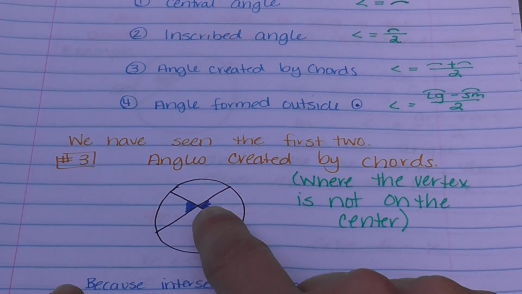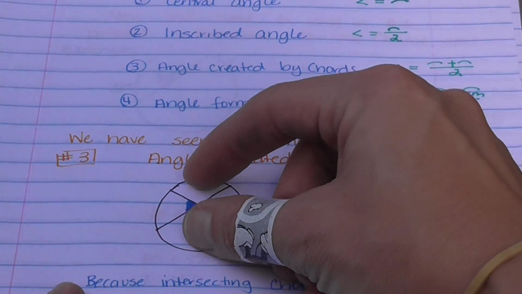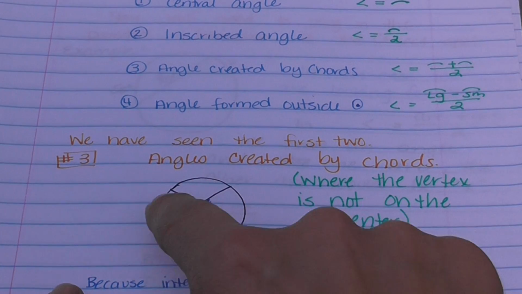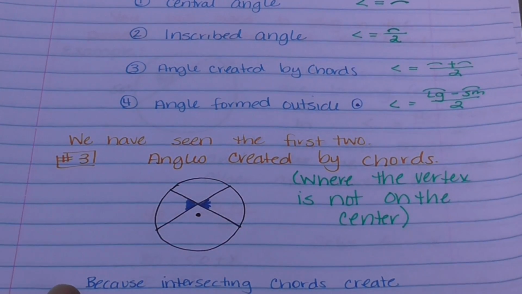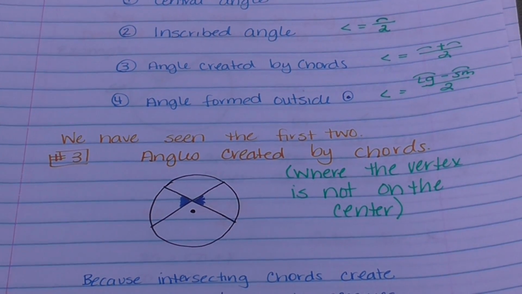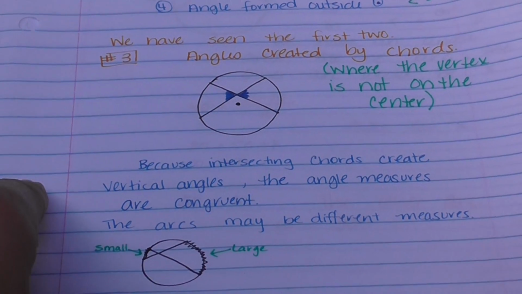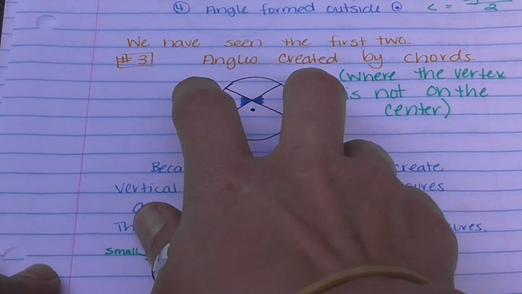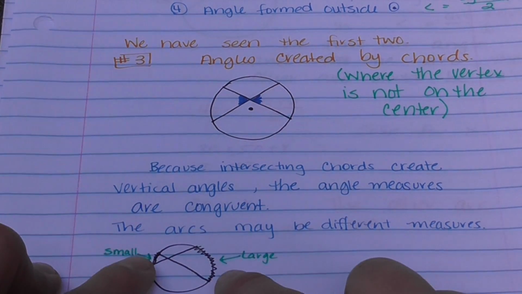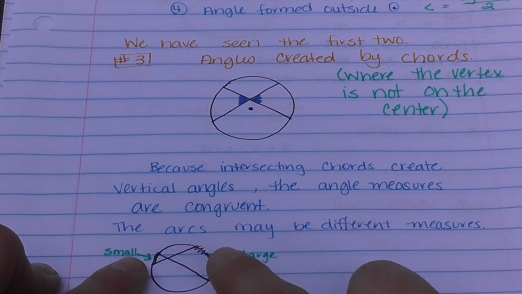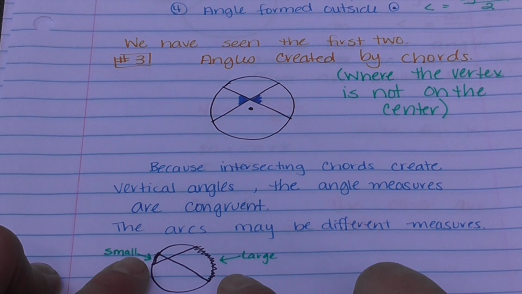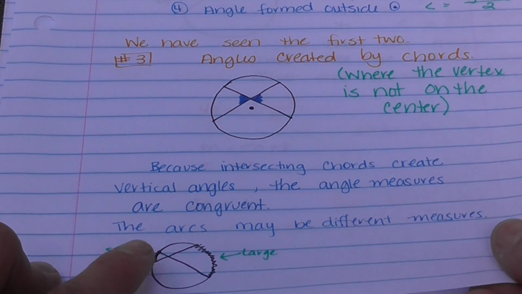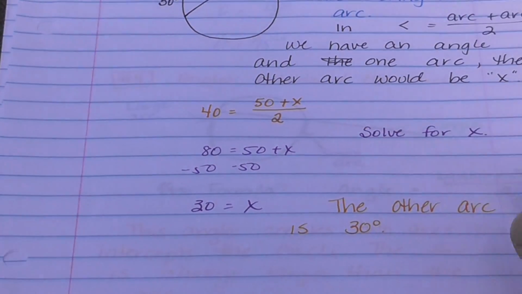I've colored in the angle in blue, but really these two angles are also angles created by chords. So it doesn't have to just go side to side, it could also go up and down. Because they create vertical angles, the angle measures are congruent. Even though the arcs may end up being two different sizes, like these two arcs look really similar, but these two arcs are definitely different. You have a small one and a large one. You're not always going to have two different sizes of arcs with chords intersecting like that, but sometimes you do.